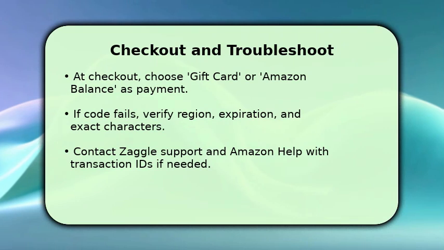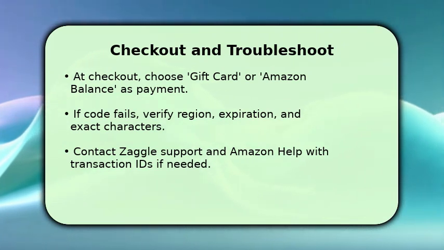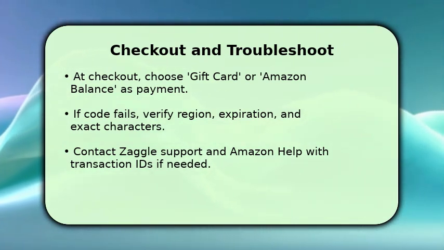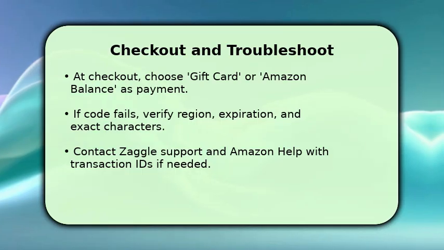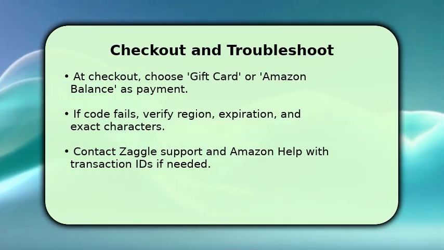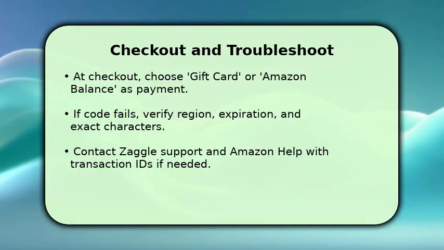You finish by selecting Amazon balance at checkout so the redeemed Zaggle funds are applied to your purchase. Make sure the order total reflects the deduction before confirming. If the code fails, recheck region settings, expiry date, and any leading or trailing spaces.